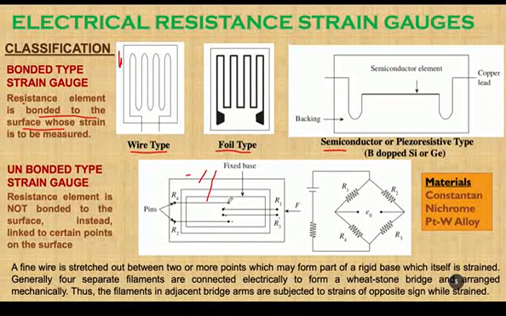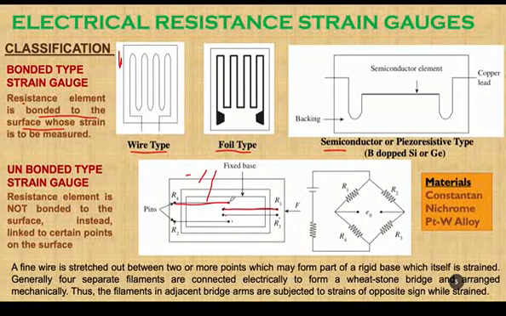Now these 2 points are connected by means of a wire, like that. The other 2 points are also connected by means of a wire. These wires are resistance elements, and these 4 wires are part of a Wheatstone bridge as you see here. So the resistances you see here are these resistance wires. Now these wires are in the preloaded condition.